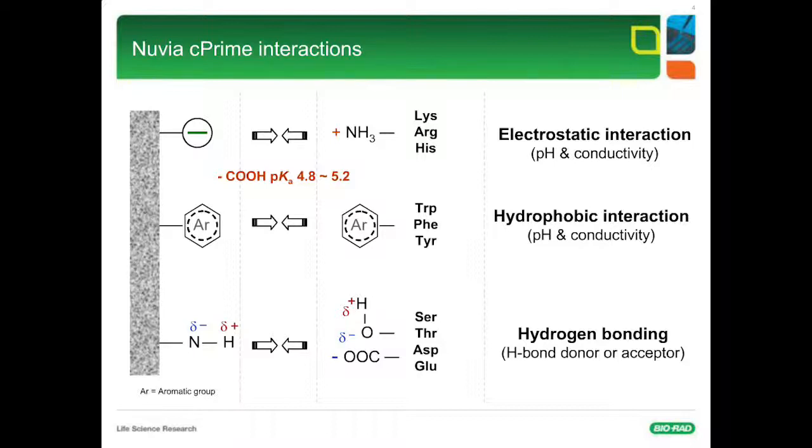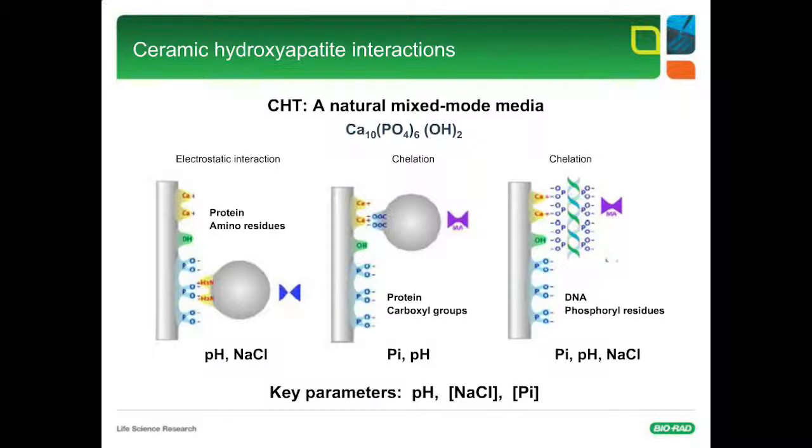Next, I'm going to talk a little bit about ceramic hydroxyapatite. The ceramic form of hydroxyapatite is much stronger than the naturally occurring hydroxyapatite. It also offers multiple interaction functionalities for protein purification. First, let's look at the left-hand side. We see the phosphate groups on CHT.